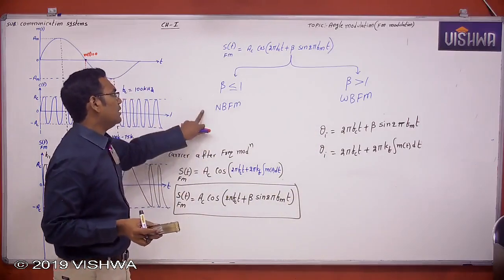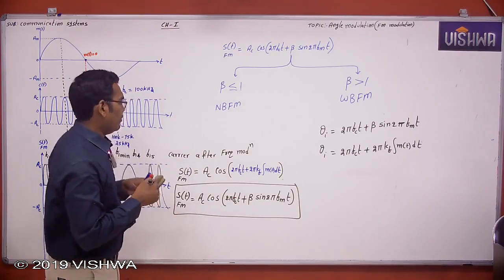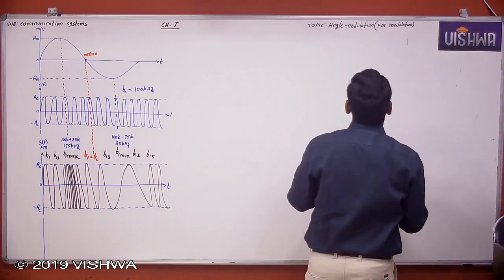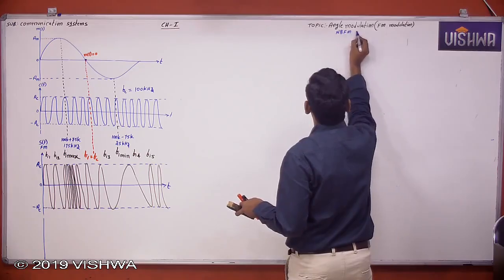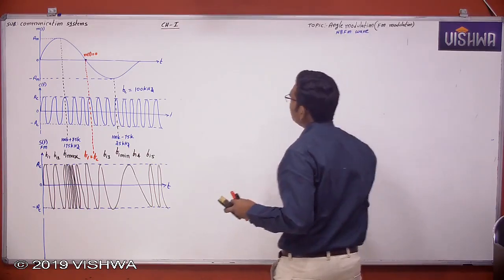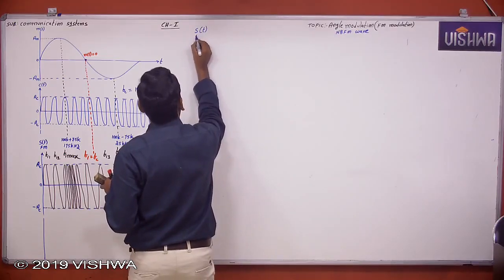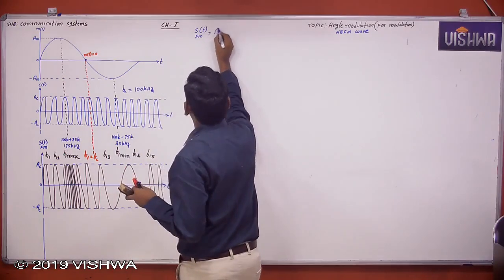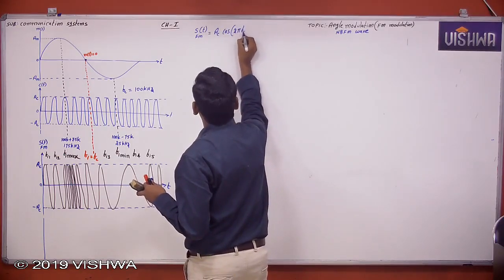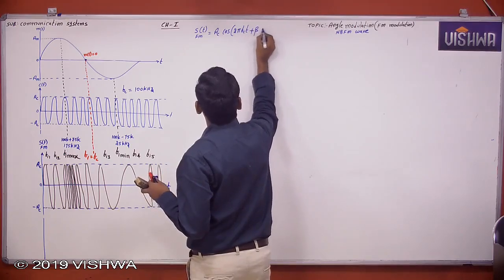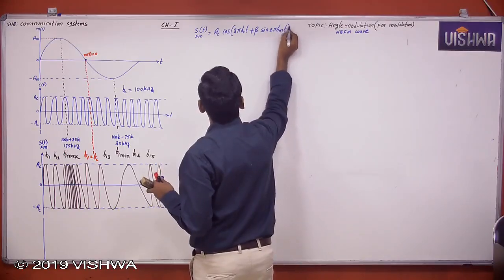Now first we will see when beta is less than 1. This is called the narrow band FM wave. First you note this. This is the narrow band FM wave. We will see now. The equation is s(t) of FM equals Ac cos(2 pi fc t plus beta sin 2 pi fm t).